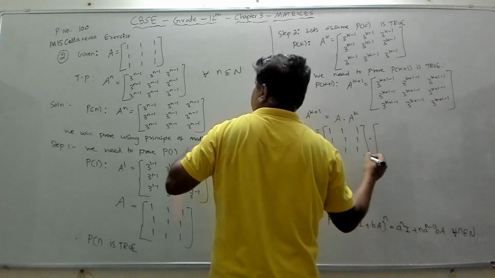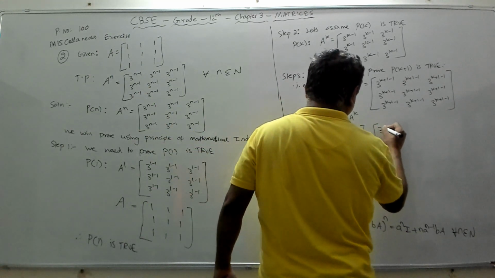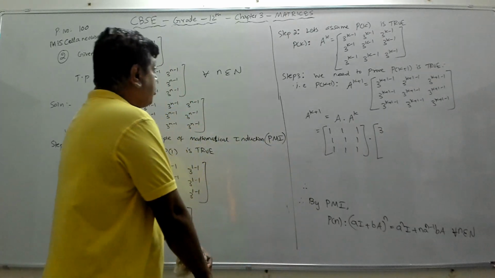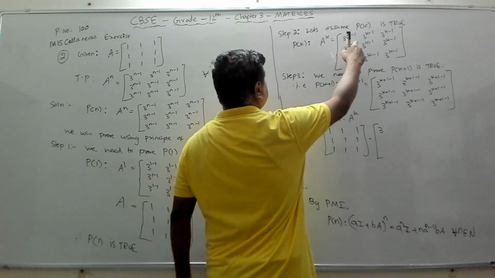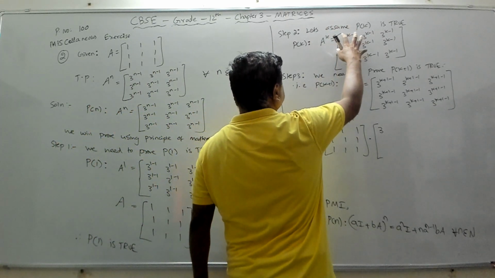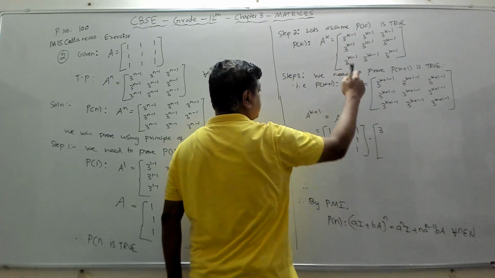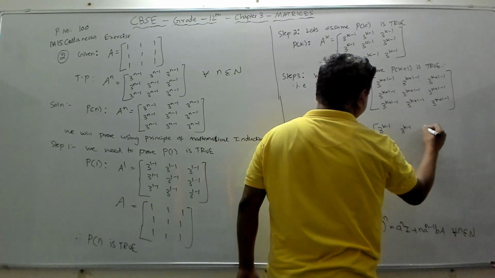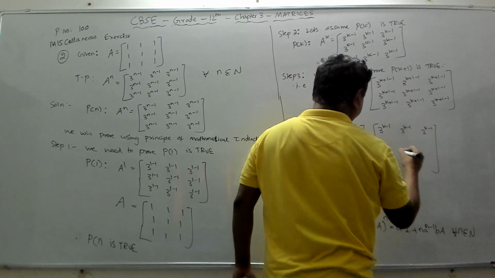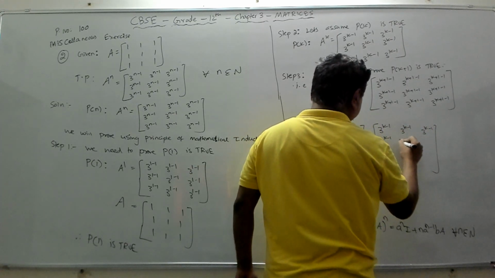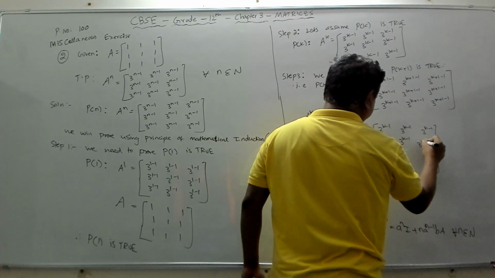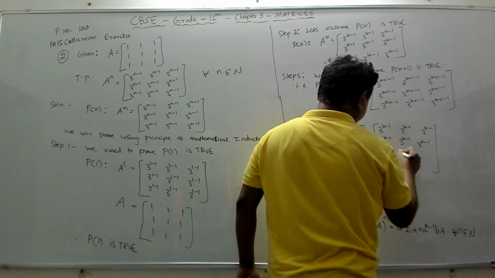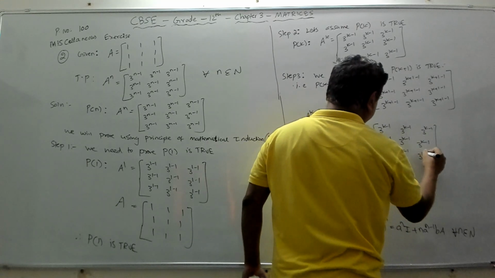A power k is this one. What is a power k? The value of a power k is here. We have assumed that this is true, which means we can use this. Instead of a power k, I'll write this: 3 power k minus 1, into 3 power k minus 1.